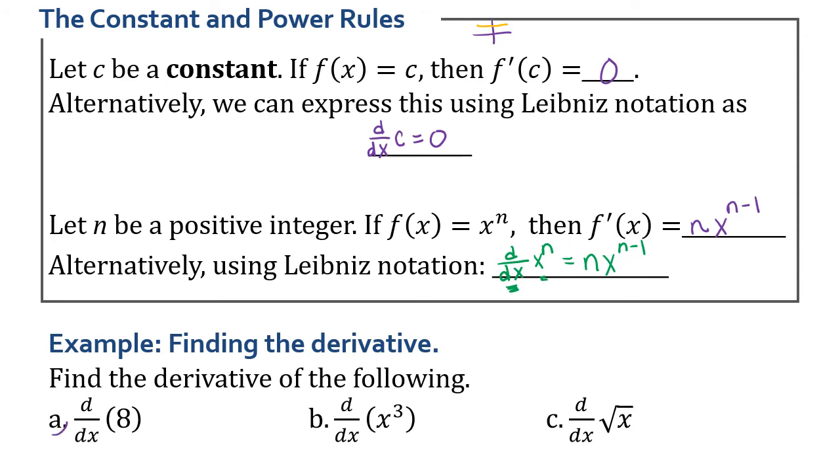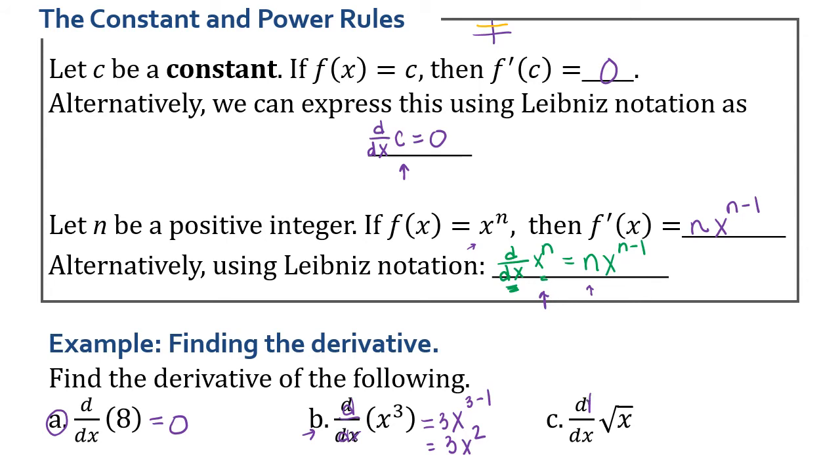All right, so let's do these. You can see down here in this example, I've got d over dx, so that means find the derivative of 8. Well, 8 is a constant, so the derivative using this formula is just 0. Letter B, take the derivative with respect to x of x cubed. This is a power, so we can use this formula. X to the third power is going to be 3 times x to the 3 minus 1, which is 3 times x squared.